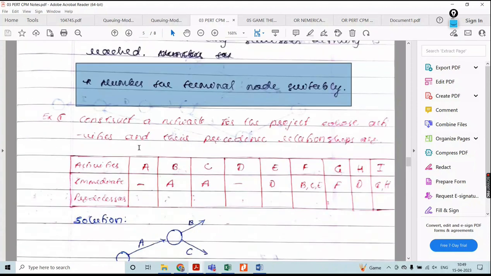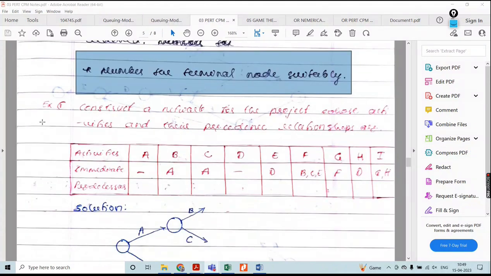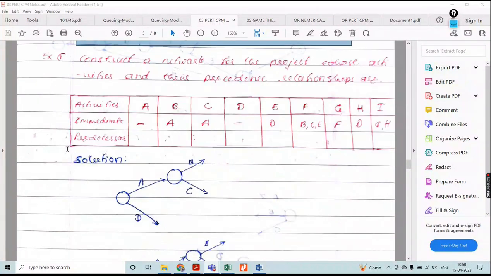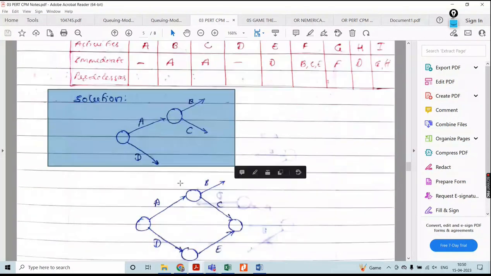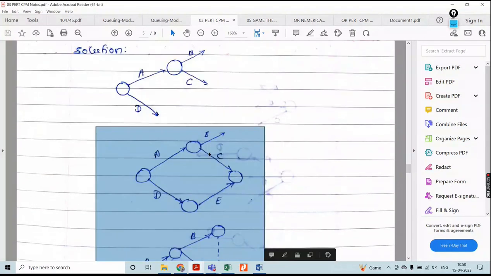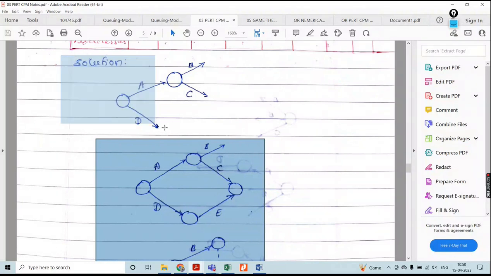In the previous class I discussed this: construct a network for the project whose activities and their precedence relations are given. Here the activities are A, B, C, D, F, G, H, I. The precedence is that A doesn't have any, D is not having any, but B is connected to A, and C is connected to A. According to that, you proceed with the construction, step by step. Until completing one activity, you should not proceed to the other.